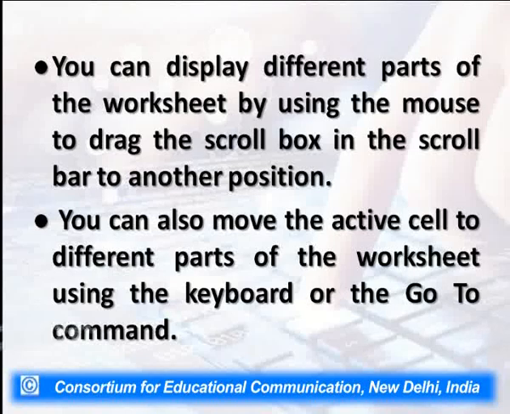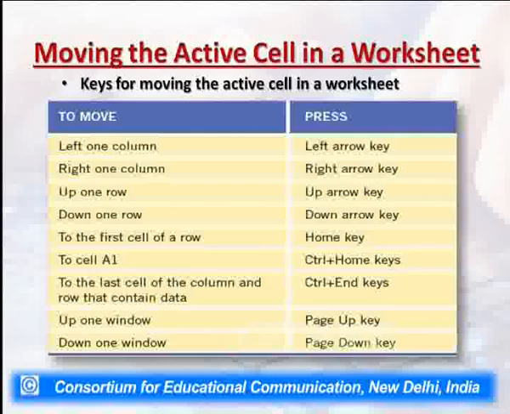You can also move your active cell to different parts of the worksheet using the keyboard or the go to command. Basically, the go to command is not used much. So, you simply use the arrow keys on the keyboard, or by going to the status bar, and there you just type the name of the cell where you want to go, and you will directly be taken to that specific cell, and that cell will become your active cell.